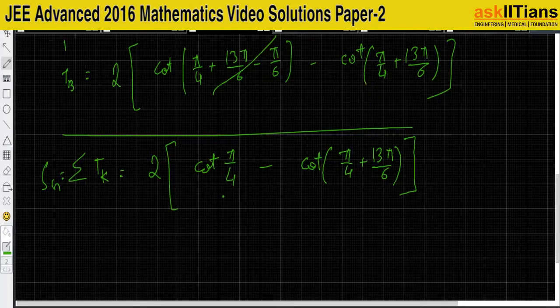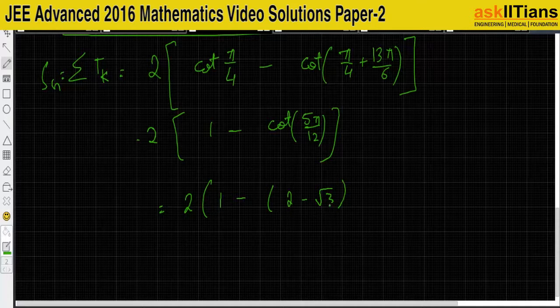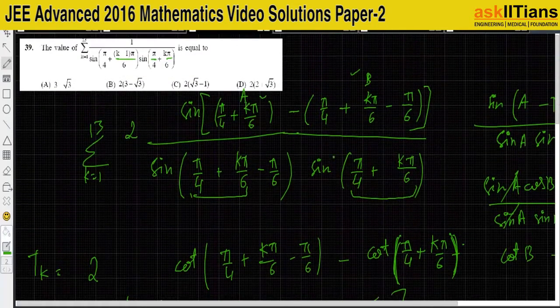If I have to simplify this, this is nothing but 2 times cot pi by 4, which is 1, minus cot of 5 pi by 12, if I add these two angles. And we know the value of cot of 5 pi by 12 is nothing but 2 minus root 3. So you need to remember the values of trigonometric functions also. Then if I simplify this, I'll get 2 times root 3 minus 1. So your final answer will be 2 times root 3 minus 1.